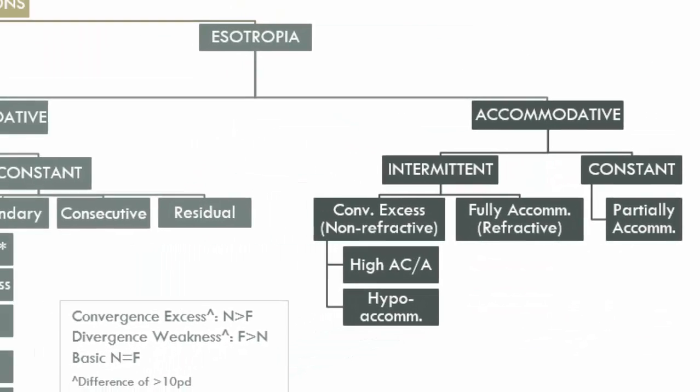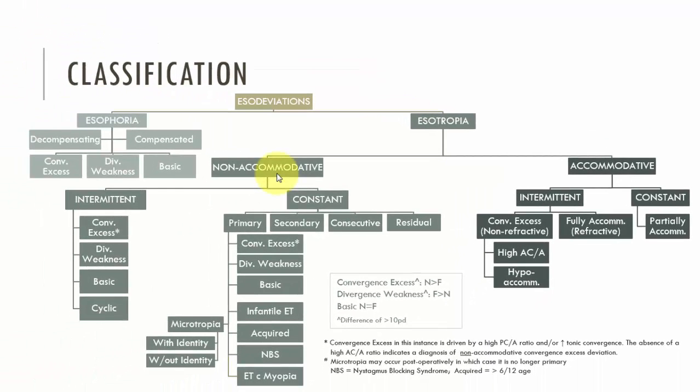Okay, let's now move on to non-accommodative esotropias. A non-accommodative esotropia means that correction of refractive error, so correcting any hypermetropia, does not change the deviation. That means that the deviation is not related to hypermetropia. It also means that if you find a convergence excess pattern, then you won't be able to explain that convergence excess pattern with a high ACA ratio. If a patient has a high ACA ratio and a convergence excess pattern, they're classified as having an accommodative esotropia. If a high ACA ratio is absent, then this patient is classified as non-accommodative.